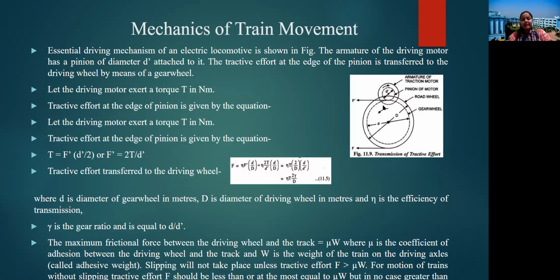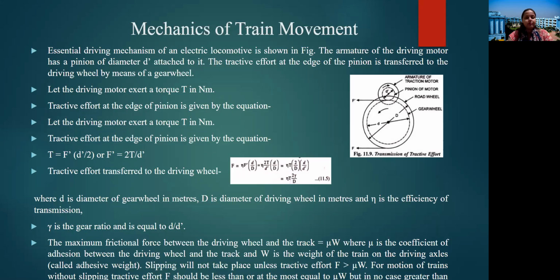Now, the tractive effort that is being generated in the motor, the torque that is generated in the motor, right? That particular torque is transferred to the road wheel by means of the gear wheel. See here, the pinion of the motor and the gear wheel are connected. So from the armature of the motor, the torque or the tractive effort is transferred with the help of this gear wheel.